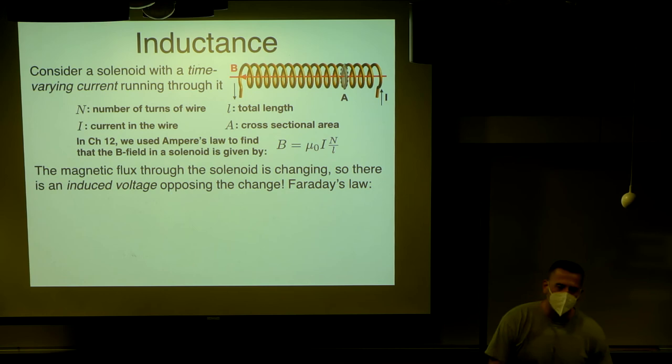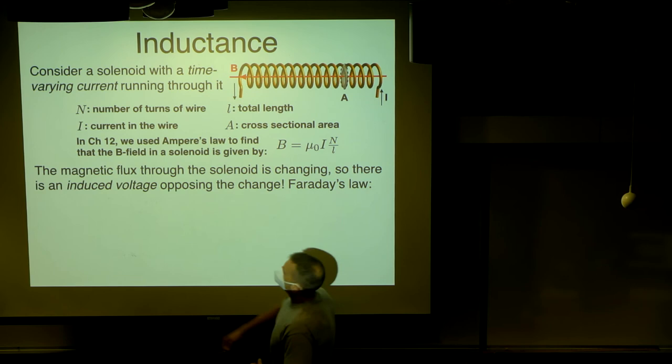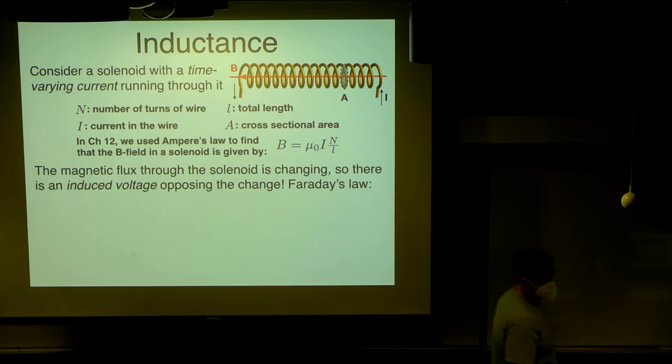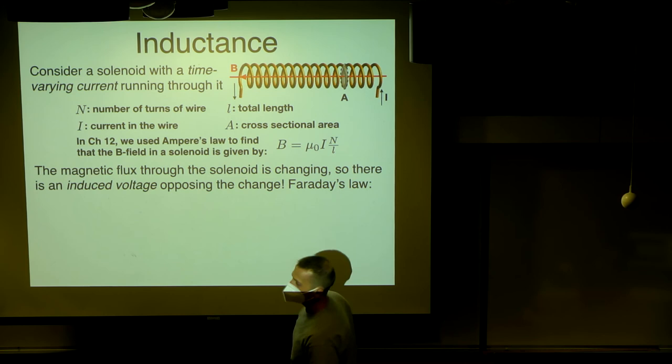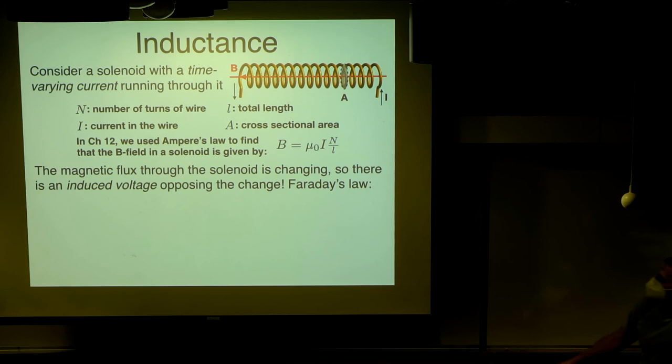So first of all, here are some of the quantities that are going to go into our derivation. Capital N, that's how many turns of wire we have in our solenoid. I represents how much current is flowing through this wire. L, of course, represents the total length of the solenoid from one side to the other. And A represents the cross-sectional area of the solenoid. I'm showing you A right there. It's a circular area of our solenoid.